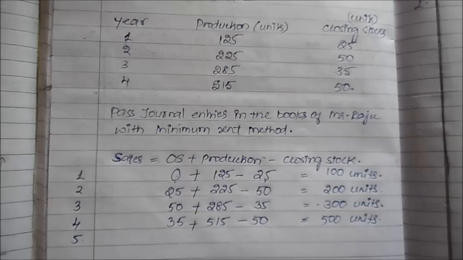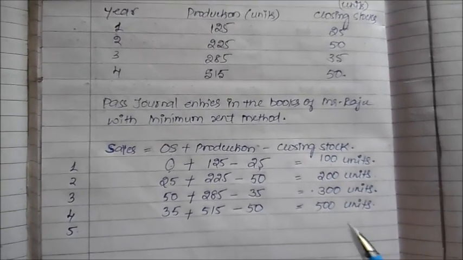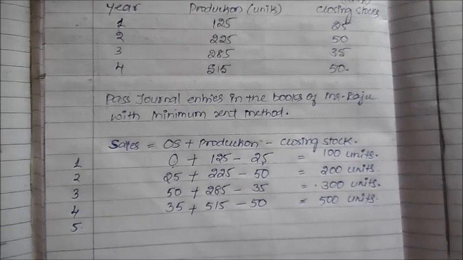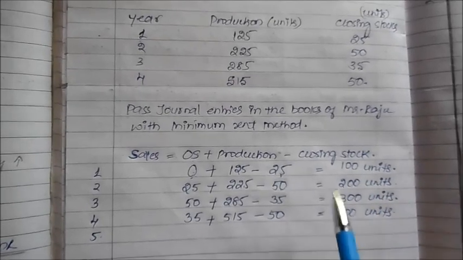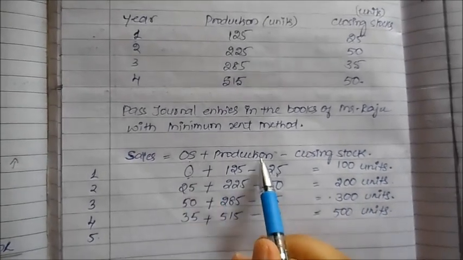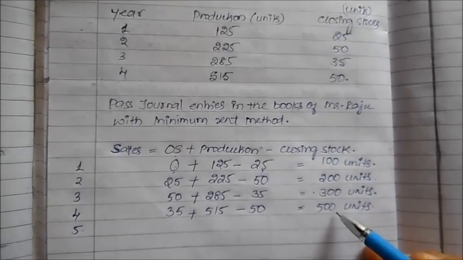Okay, so what exactly was the scenario? Sales, or the actual quantity which was sold, was not given, and this is the primary important information that is needed if you have to calculate the analytical table. Since it was not given, using the formula opening stock plus production minus closing stock, we found out the amount of sales which happened during the year.